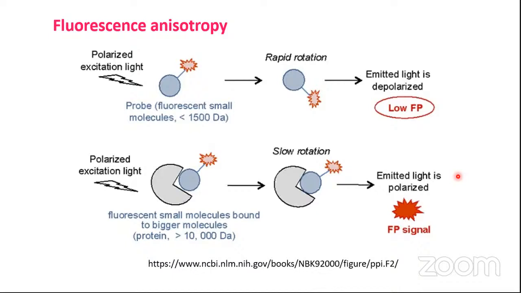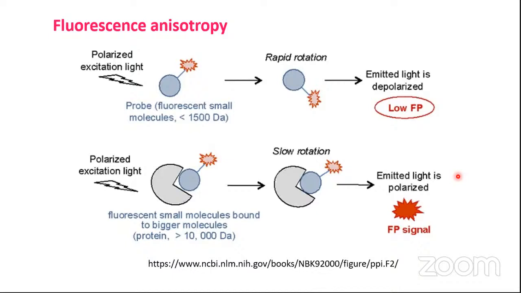However, if the molecule is larger, for example a fluorescent DNA bound to a protein, the rate of rotation in solution will be much slower. This results in the emitted light being more polarized, or less depolarized, which means that the fluorescence polarization signal will be higher. So this technique can be used to study saturation binding and to obtain binding curves.